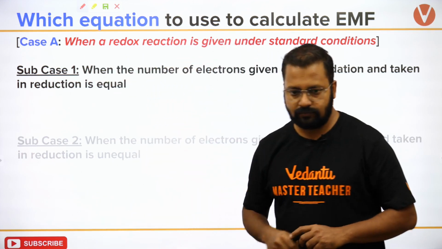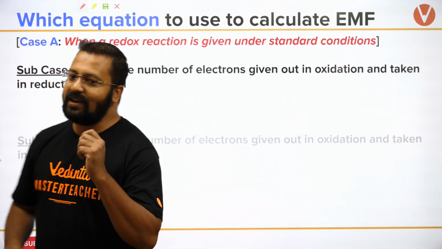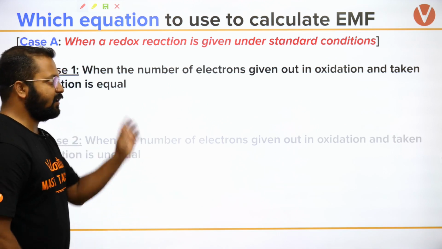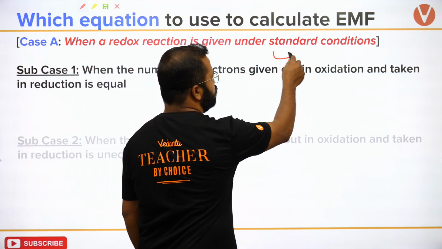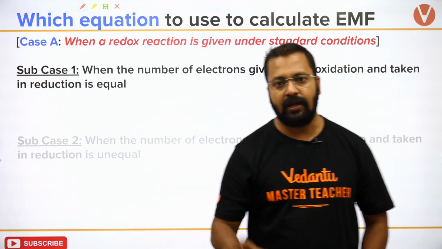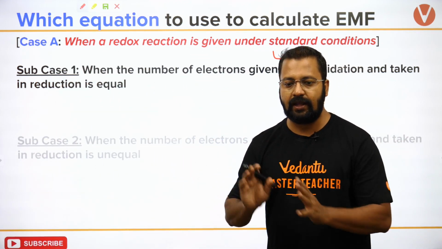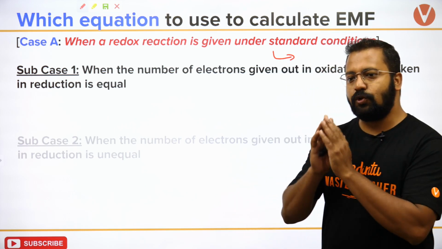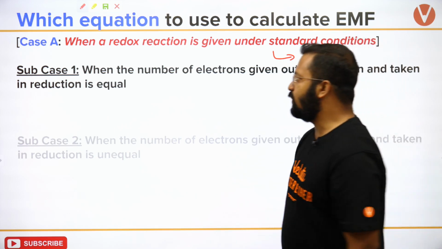When a reaction is given under standard condition, it means nothing else is mentioned. You have not been given concentration. You have just been told standard condition: temperature 298 Kelvin, pressure 1 atmosphere.